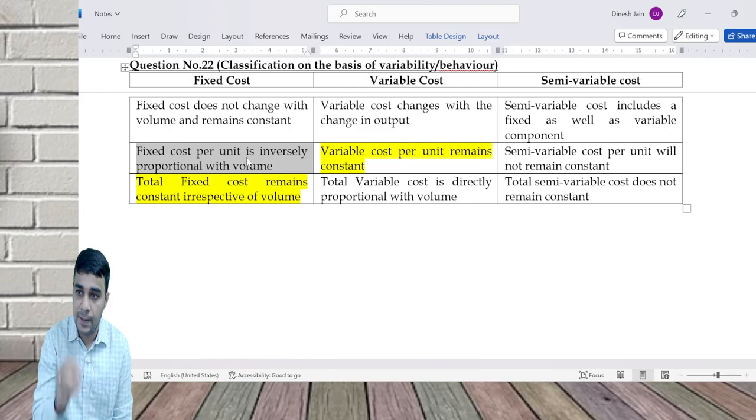So if the question says there's an increase of 10% in fixed cost, it means there is an increase of 10% in total fixed cost. And if the question says there's an increase of 10% in variable cost, it means there's an increase of 10% in variable cost per unit. What normally remains constant can only change.